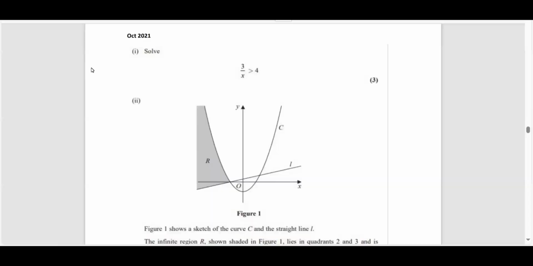Hi, welcome back. Here we have October 2021. First part is solve 3 by x greater than 4.